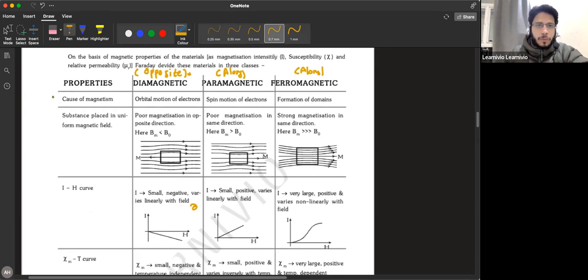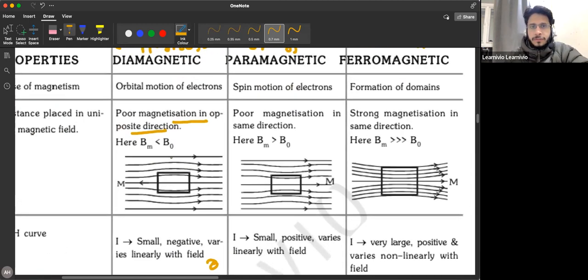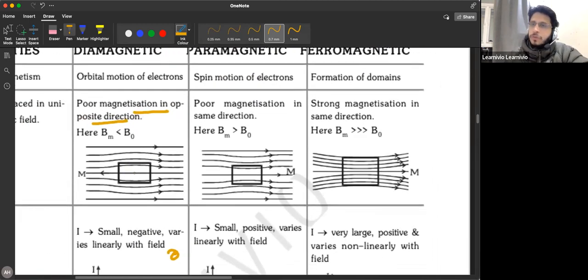You can skip a few properties, like you can skip this one. No need to do it. If you place a substance in a uniform magnetic field, like a diamagnetic material, then the magnetic field will oppose it. That means very few magnetic field lines will pass through the diamagnetic material. The majority of field lines will prefer not to pass through it. You can see from here, there are very few field lines passing through the diamagnetic material because it opposes the magnetic field.